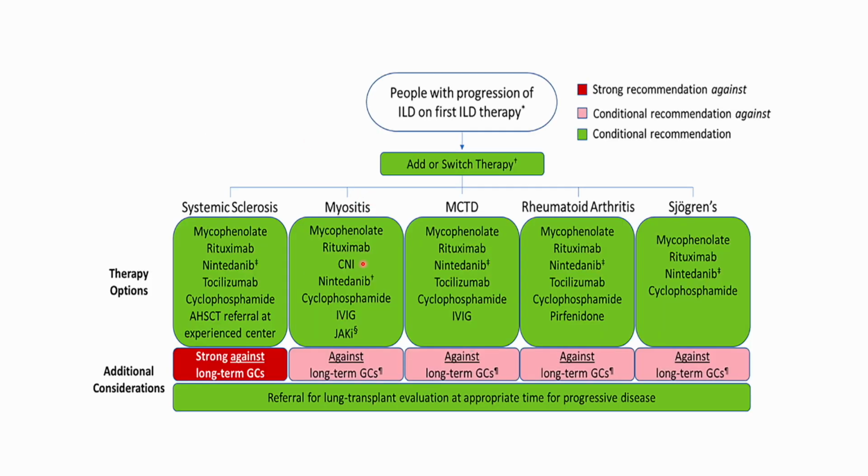So let's glance at this figure again. In IIM-ILDs, in myositis ILD, the only conditions for adding calcineurin inhibitors and JAK inhibitors and IVIG are as listed. There is some role of IVIG in MCTD-ILD, and there is a recommendation against plasma exchange in any of the ILDs.